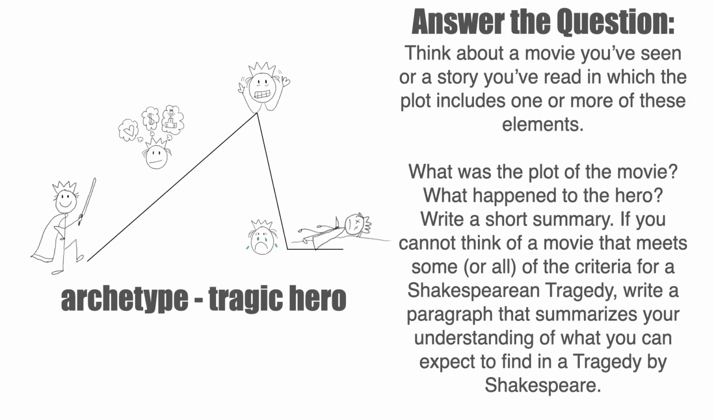In many of our modern action movies or superhero movies, the main character is created around this archetype of a tragic hero. Think about a movie you've seen or a story you've read in which the plot includes one or more of these elements. What was the plot of the movie? What happened to the hero? Write a short summary. If you cannot think of a movie that meets some or all of the criteria for a Shakespearean tragedy, write a paragraph that summarizes your understanding of what you can expect to find in a tragedy written by William Shakespeare.